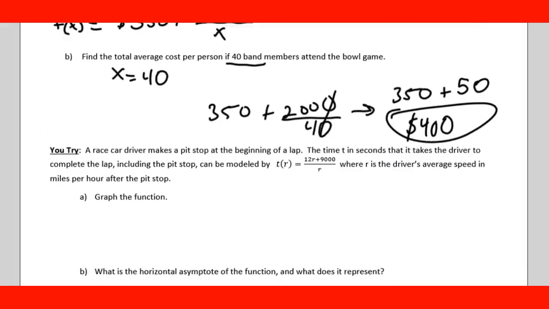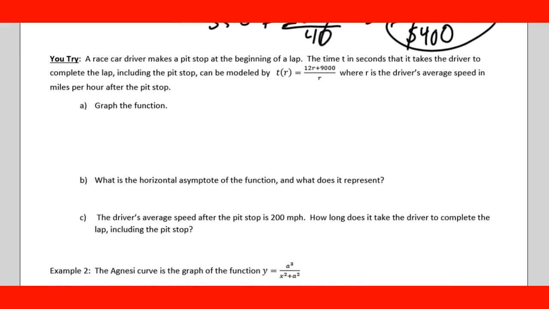Now there's a Try right here. The graph portion you can do with your calculator. It says what is the horizontal asymptote of the function and what does it represent? If you remember how to find the horizontal asymptote, we don't have to graph this to find it. We look at our rules, where we look at the degree of the top and the degree of the bottom.